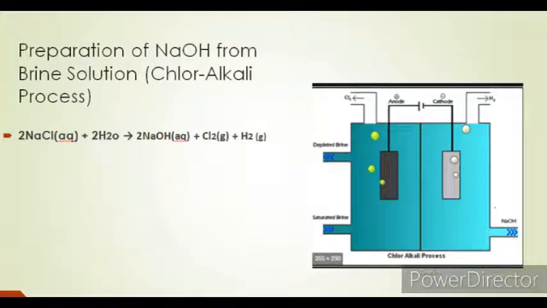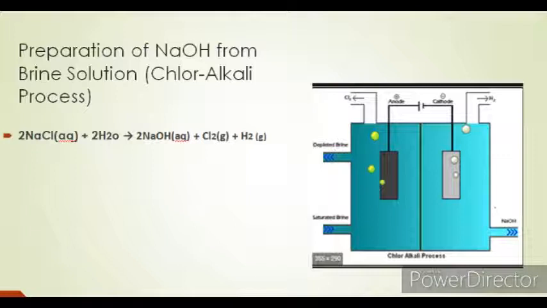Now we come to the preparation of sodium hydroxide from the brine solution. This process is also termed the chlor-alkali process, wherein chlor stands for chlorine and alkali is the sodium hydroxide. In this process, electricity is passed through the aqueous solution of sodium chloride, and upon the passage of electricity, this solution decomposes and there is a formation of sodium hydroxide in the aqueous form.